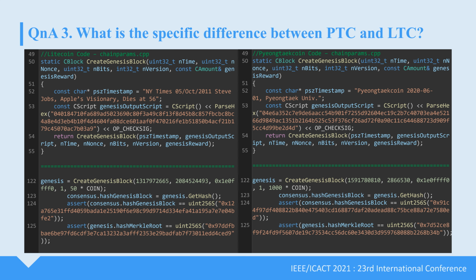The last pre-Q&A is about what the specific difference between PTC and LTC is. The following code shows the difference between LTC and PTC. The left side code is LTC and the right side code is PTC. We introduce only some important parts because we cannot show all the differences in code between LTC and PTC. Lines 50 to 55 are a function that creates a Genesis block.